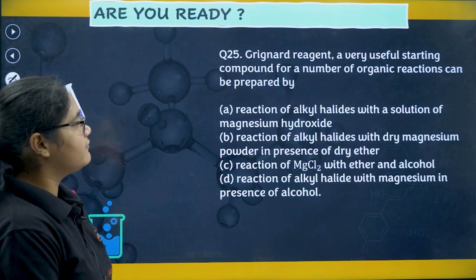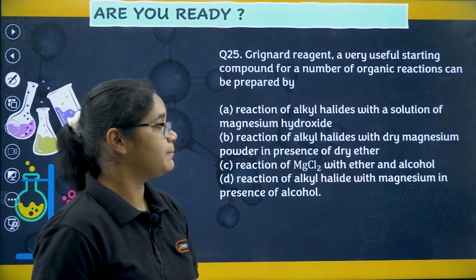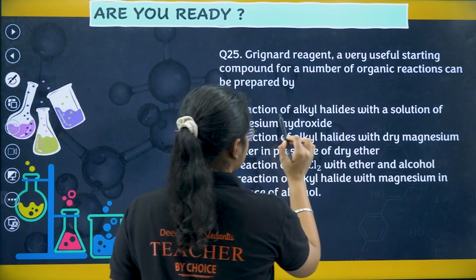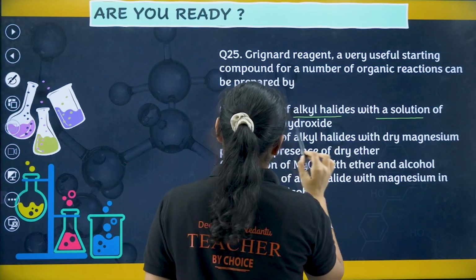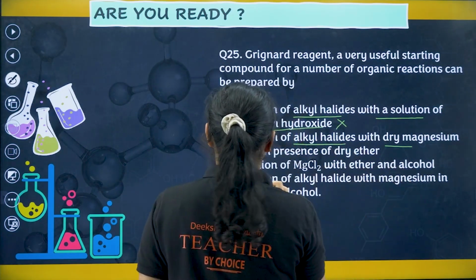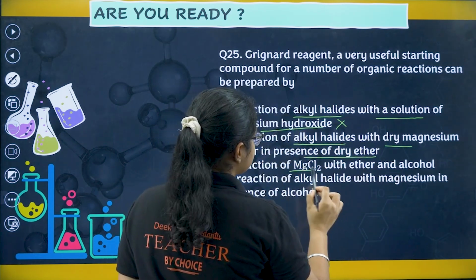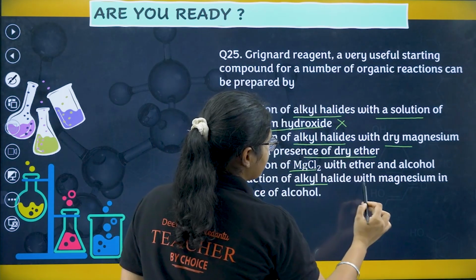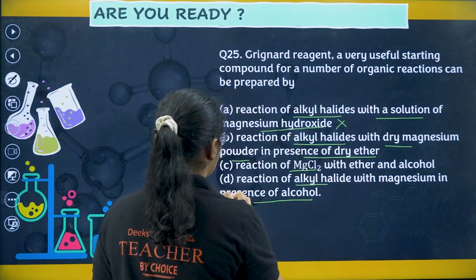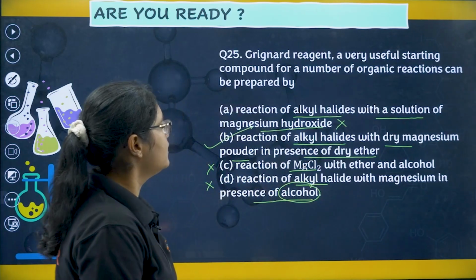Next, Grignard reagents are very useful starting compounds from which a number of organic compounds can be prepared. How can they be prepared? Reaction of alkyl halides with a solution of magnesium hydroxide, no. Reaction of alkyl halides with dry magnesium powder in the presence of dry ether, yes. Reaction of MgCl2, no. Reaction of alkyl halide with magnesium in the presence of alcohol, no. Alcohol is not required. So that is why it is option B.